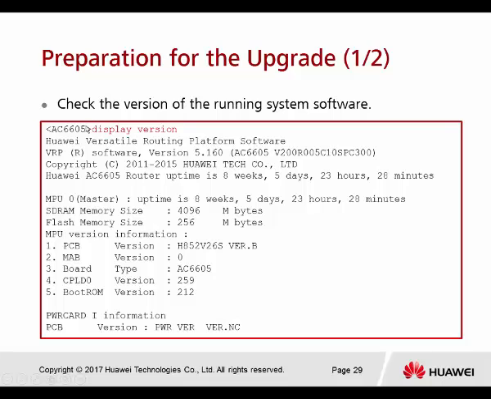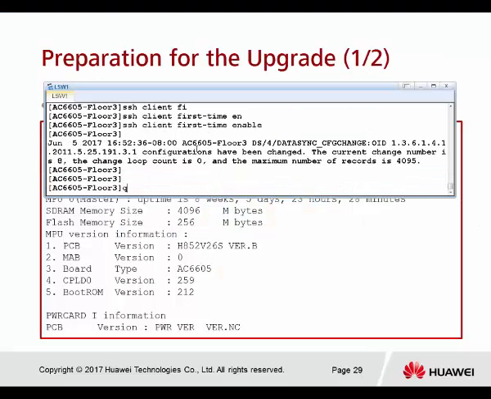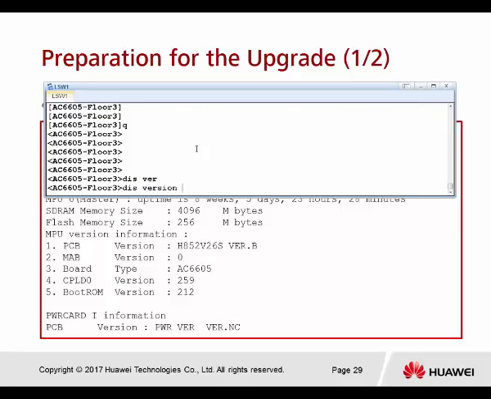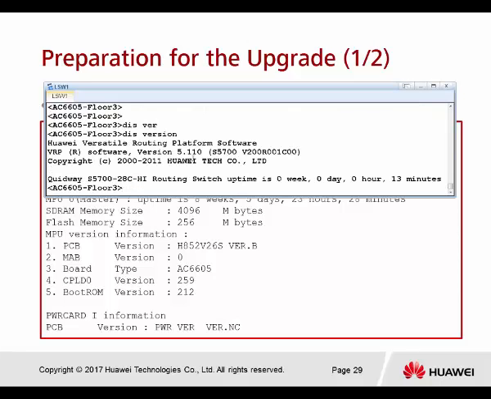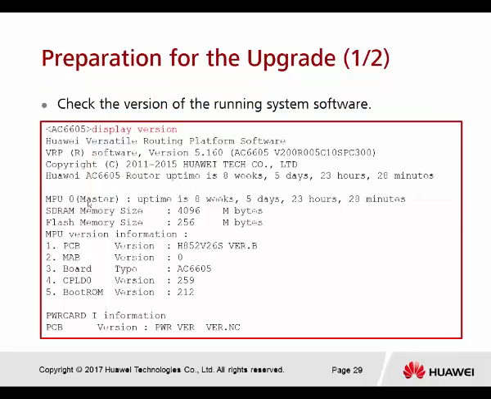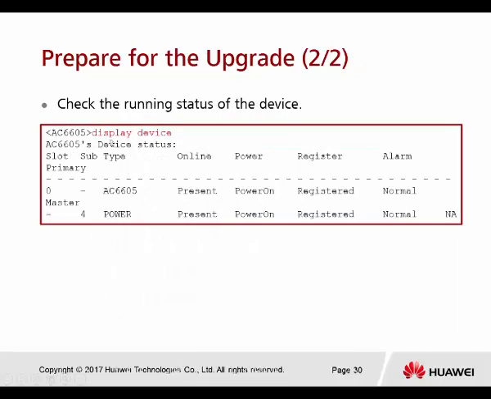First, we can use the command display version. Using display version, you can check what version you are currently using. From here you can see very little information because this is just a simulator. Of course, on a real device you can see even more, such as the uptime, the memory size, and the MPU version information. We can use display device to check the available ports on our device.